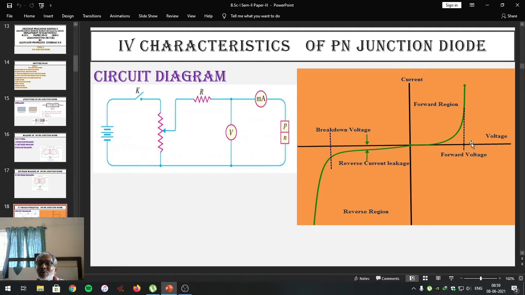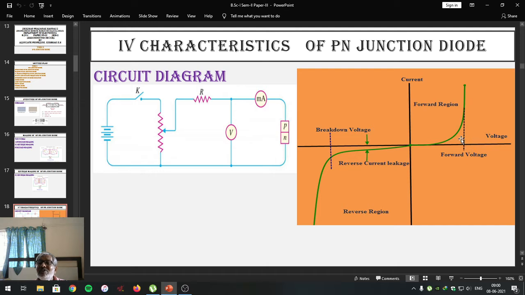The minimum forward voltage at which the forward current through the PN junction diode suddenly increases is known as the forward breakover voltage. For silicon it is 0.6 volt, for germanium it is 0.2 volt. At this particular voltage only, the current through the PN junction diode suddenly increases. Thus, the current voltage characteristic of the PN junction diode is not linear, it is non-linear.